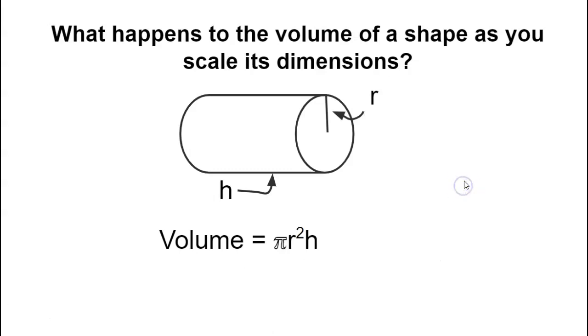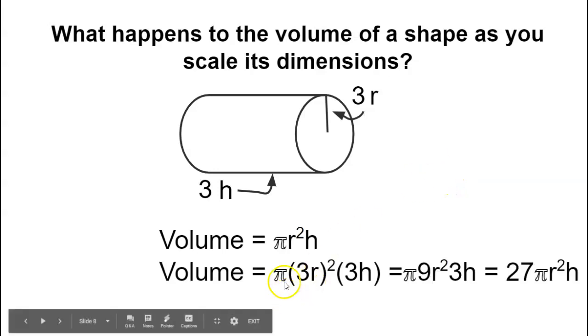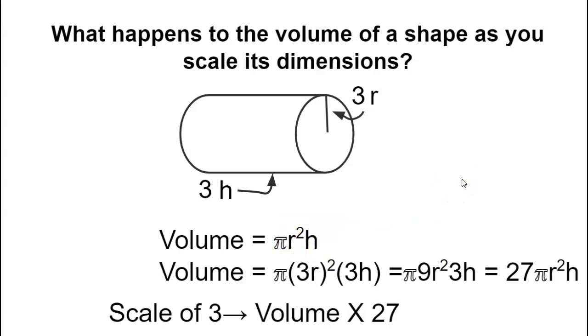Let's look and see what happens when we scale our dimensions by 3. So again, we're going to put 3r in for r and 3h in for h. So when we square, we get 9r squared times 3h, which gives us 27 pi r squared h. So the original volume gets multiplied by 27. So if we scale dimensions, volume ends up getting multiplied by that scale cubed.